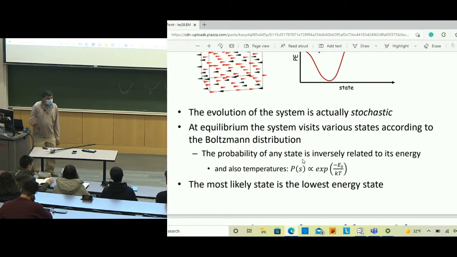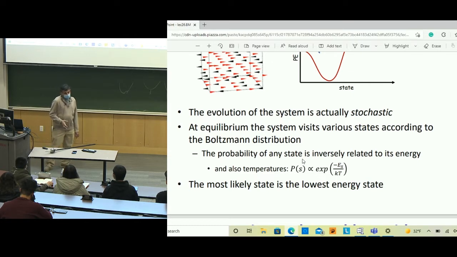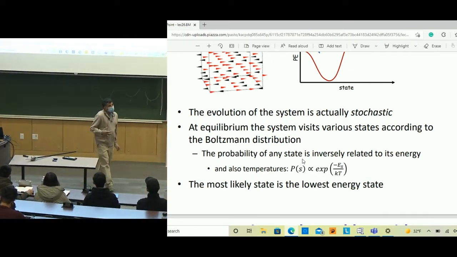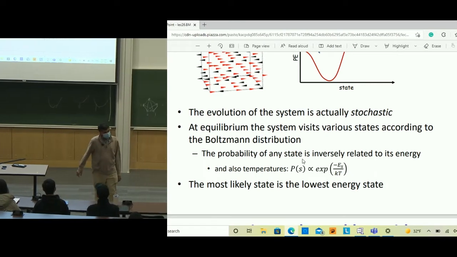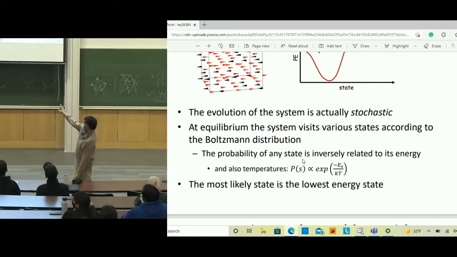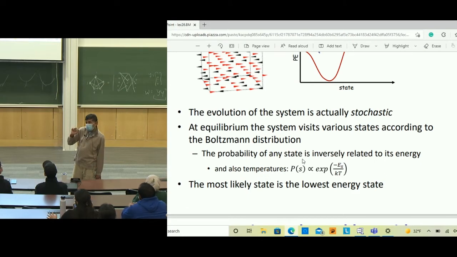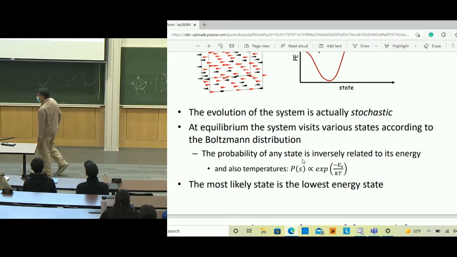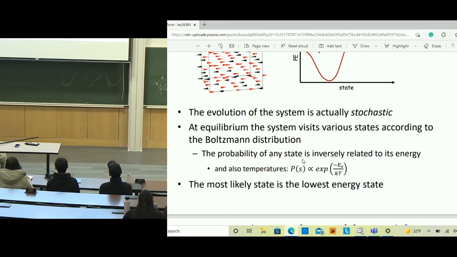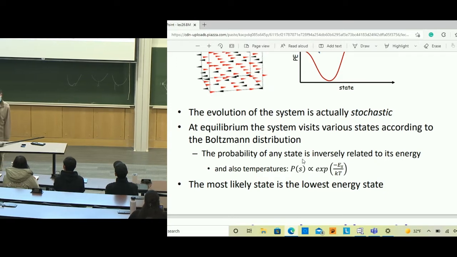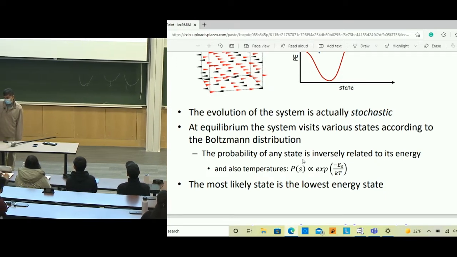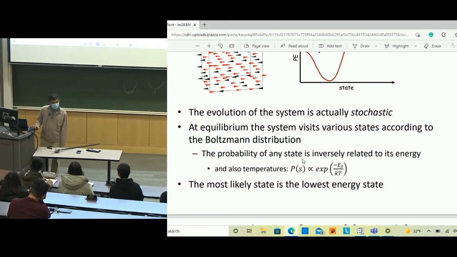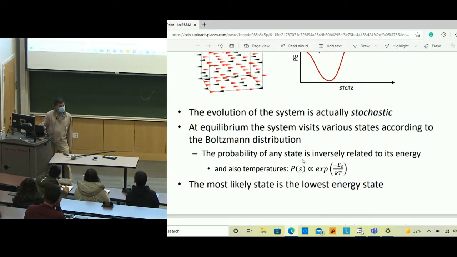And so the system actually evolves stochastically. At equilibrium, when the system has settled to some equilibrium distribution, then it visits the states with some probability distribution. And the probability distribution with which it visits the states is this guy over here. This is the Gibbs distribution. Now, this is the physical process of a spin glass. And the most likely state over here is going to be the lowest energy state, because that's what has the highest probability, right? So this is making sense to you guys at some high level at least, right?